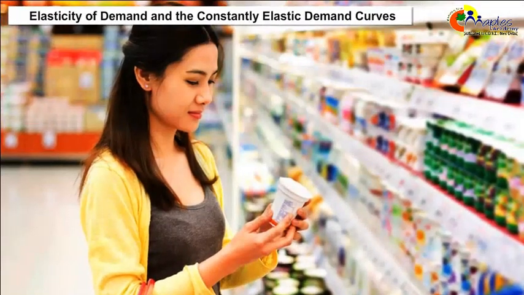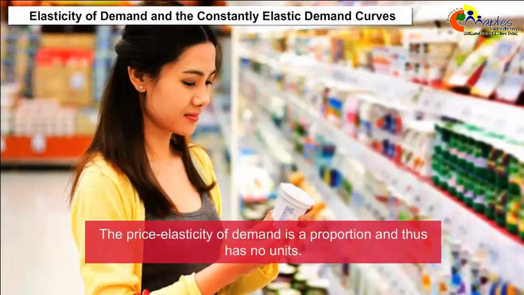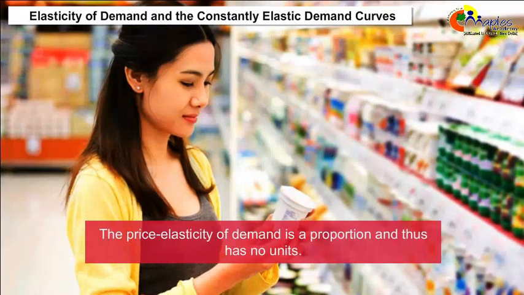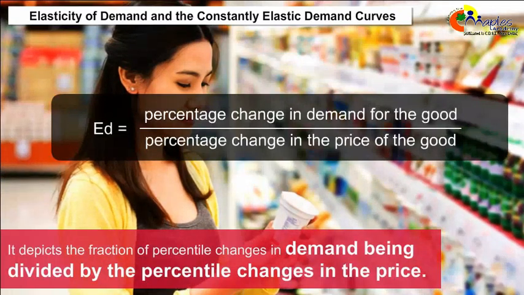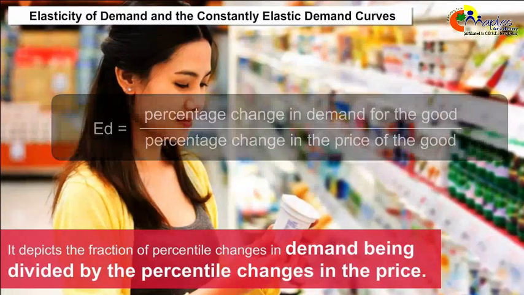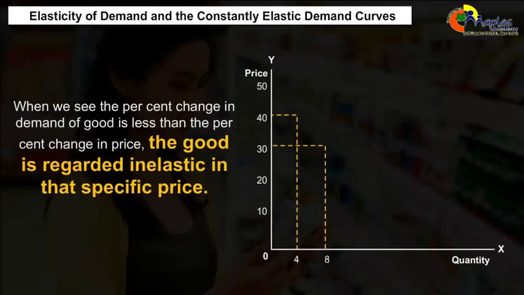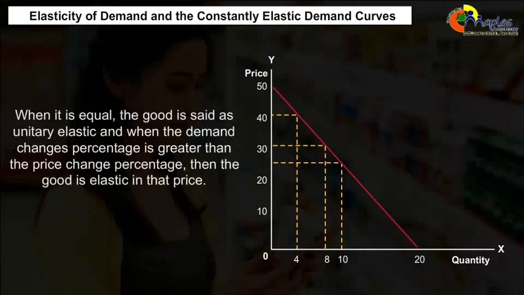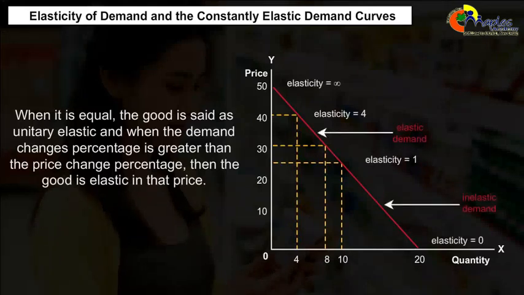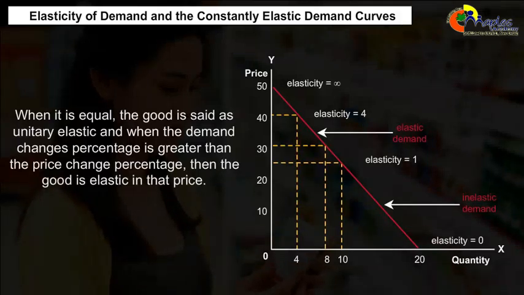Elasticity of demand and the constantly elastic demand curves. The price elasticity of demand is a proportion and thus has no units. It depicts the fraction of percentage change in demand divided by the percentage change in price. When the percent change in demand of a good is less than the percent change in price, the good is regarded as inelastic at that specific price. When it is equal, the good is said to be unitary elastic, and when the percentage change in demand is greater than the percentage change in price, then the good is elastic at that price.